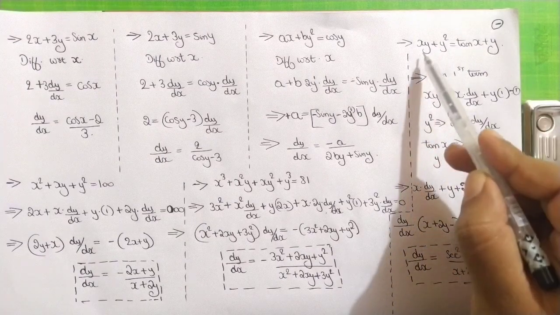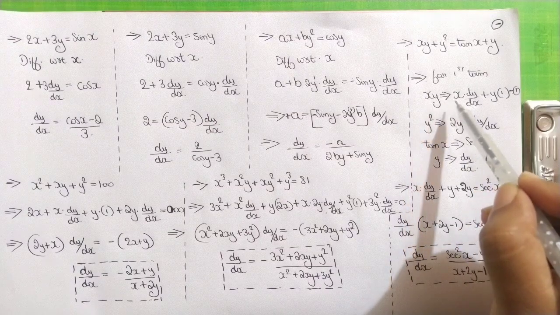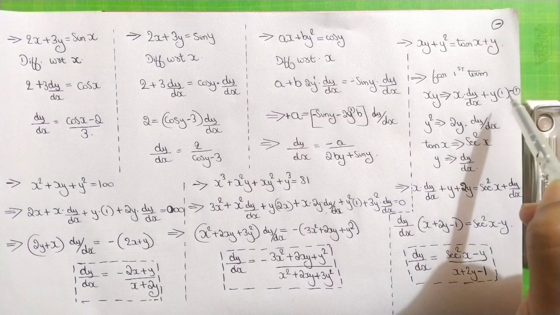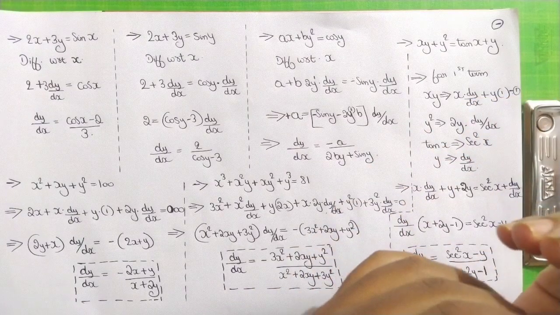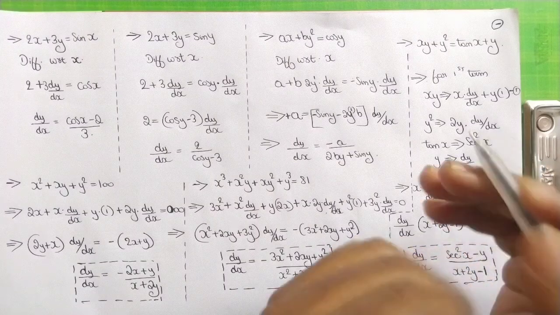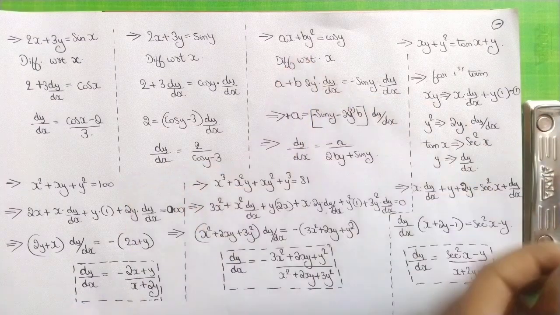Now xy is the first term. You know the product rule. The rule is nothing but the first term into differentiation of the second term plus the second term into differentiation of the first term. It's better if you remember it in a sentence, then only you can solve. Even if you are comfortable with the UV rule, then it's fine.